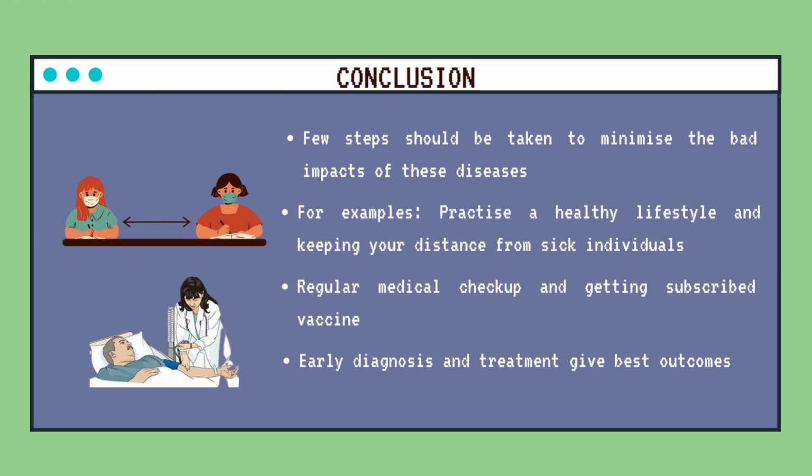In a nutshell, cystic fibrosis is a type of disease that cannot be taken lightly since it causes terrible damage to the human body. A few steps should be taken in order to minimize the bad impacts of this disease. For instance, practice a healthy lifestyle and keep your distance from sick individuals. Apart from that, get a vaccine that has been prescribed by your doctor, as well as regular checkups. Hence, as this inherited disease needs lifetime care, proper action is needed, and as with many illnesses, early diagnosis and treatment typically lead to the best outcomes.